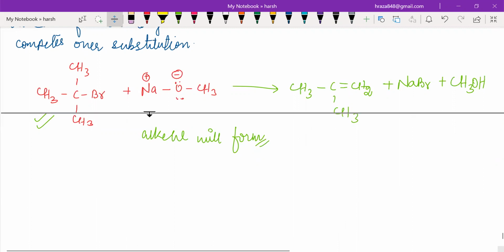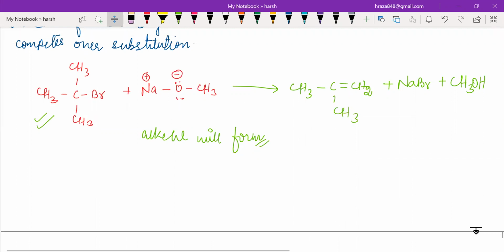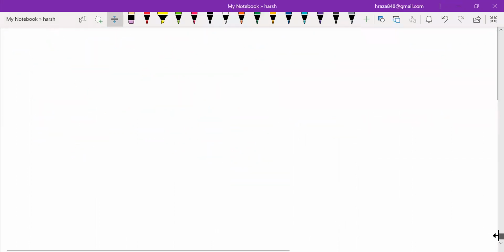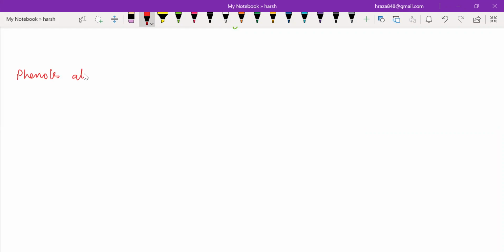Now see, phenols can also be converted to ether. So I'm going to write about it. Phenols are also converted to ethers by this method.